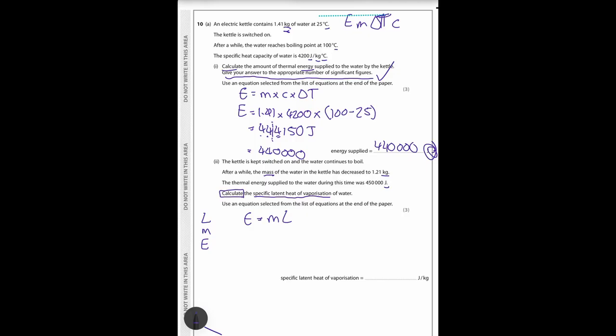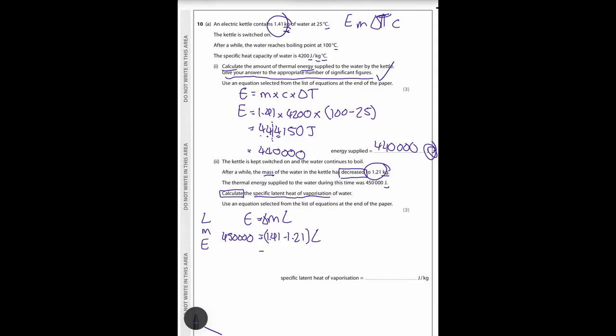Now, there's just one thing that I've got to be careful about here, because it says the mass of the water has decreased to 1.21. So decrease to show me that it's changed. Well, what do I know about when there's a change? I know it's always something take away something else. So because I'm looking for L, I'm going to write down L first. Have I got E? Yeah, I have. It's 450,000. I'm writing that down. Have I got M, or the change in M? Yeah, I have, because it started off as 1.41 and went to 1.21. So I'm going to say 1.41 take away 1.21 times L, and then I've just got to rearrange this in the normal way.